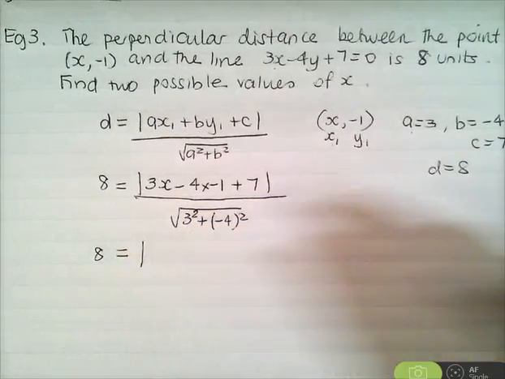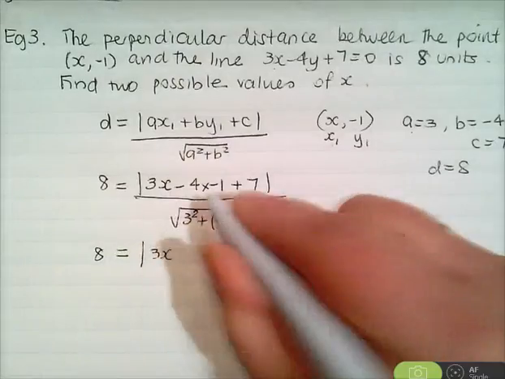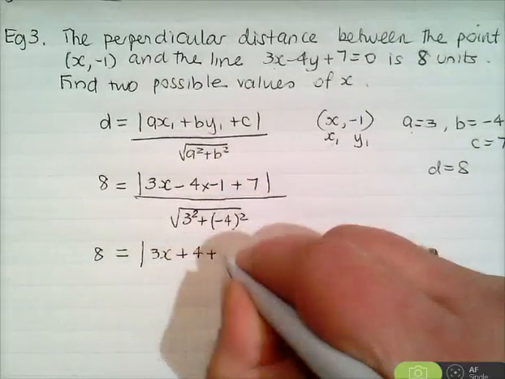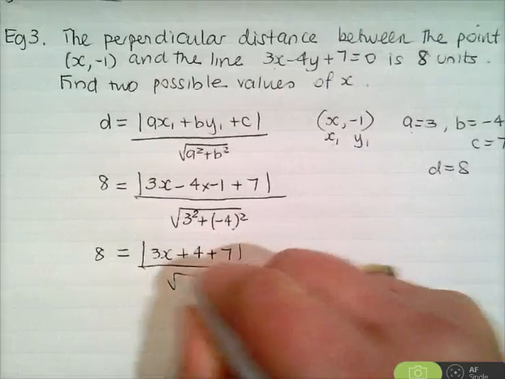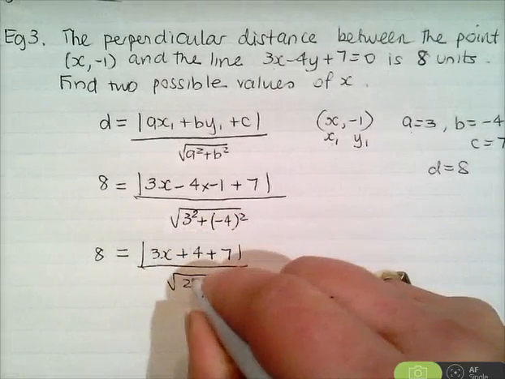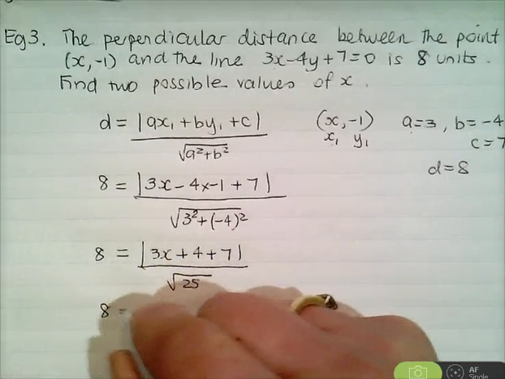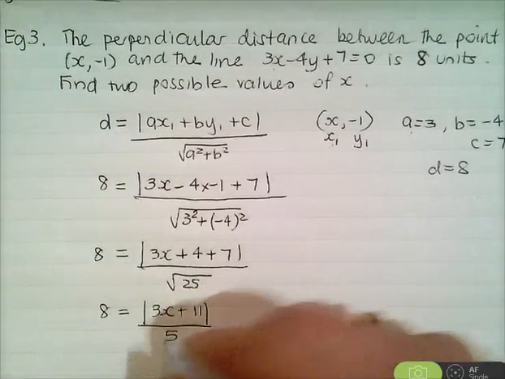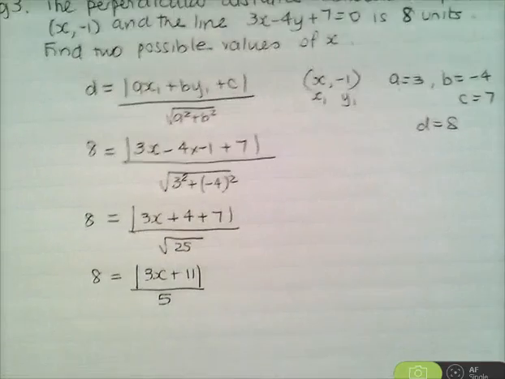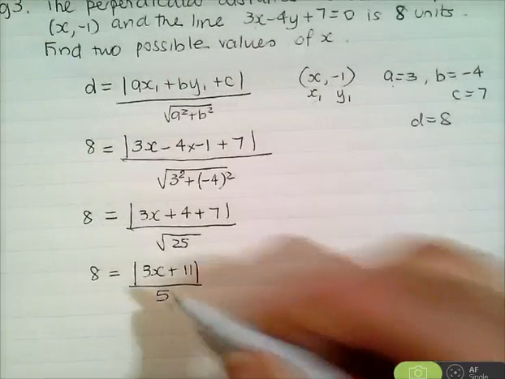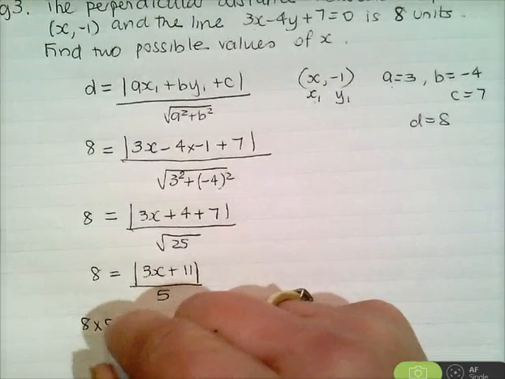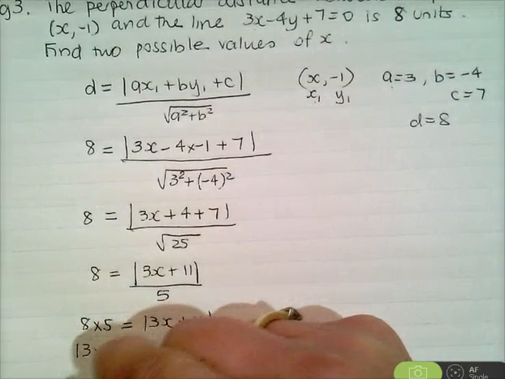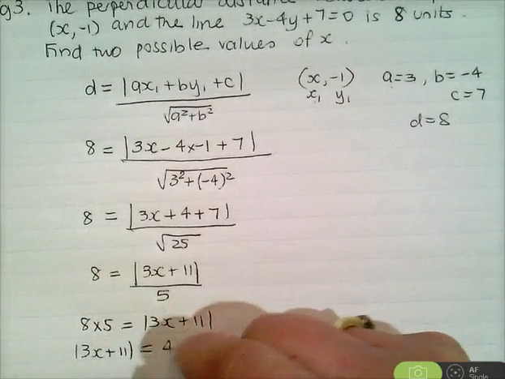Which gives us that 8 equals the absolute value of 3x. Now minus 4 times -1 is plus 4, and then we've got plus 7 over the square root of 9 plus 16, which is over the square root of 25. So we get 8 equals the absolute value of 3x plus 11 over 5. Now we can multiply both sides by 5, so we get 8 times 5, which is the absolute value of 3x plus 11. In other words, the absolute value of 3x plus 11 equals 40.